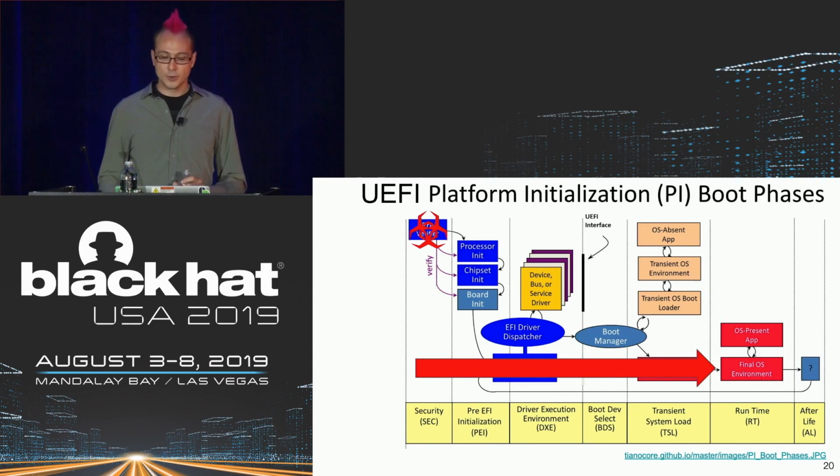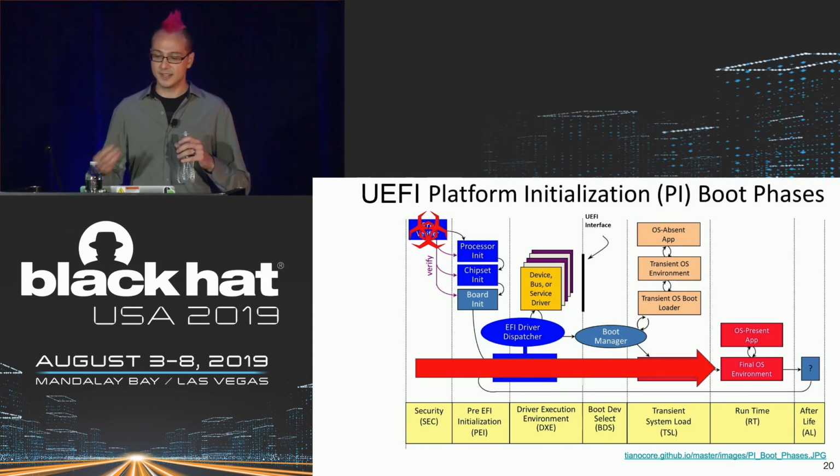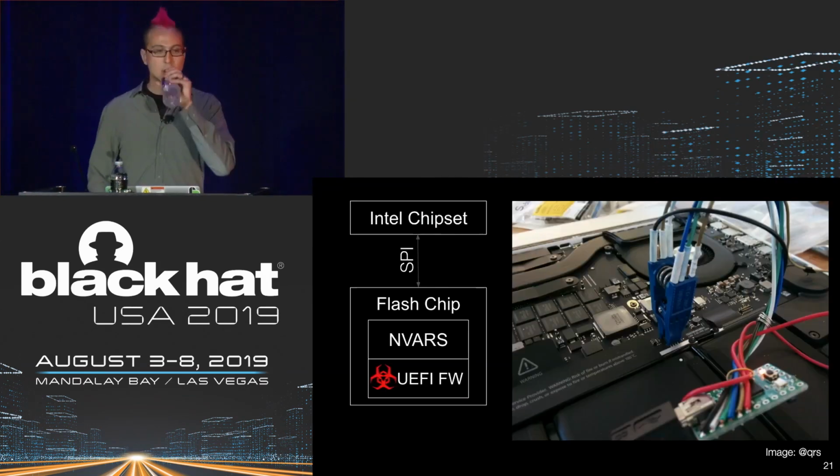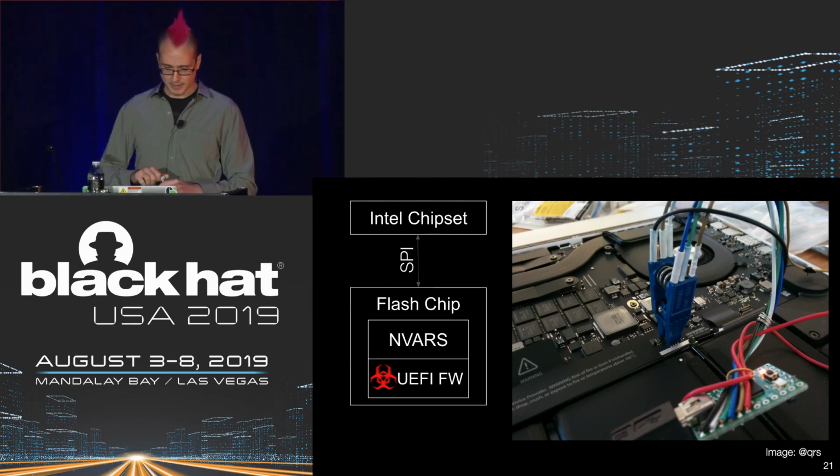Once you're able to run code in this phase of execution, you can patch everything going forward and infect the final operating system kernel and do whatever you would like. So how is this infection process typically done in practice?